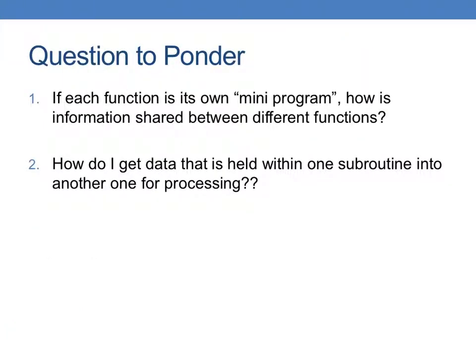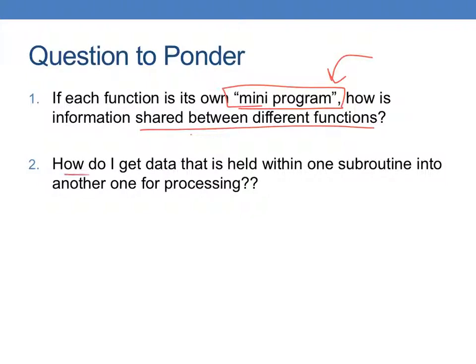So what leads us to this lesson are the following 2 questions. If a function is its own mini program, how is information shared between different functions? What we noticed in the previous lesson is that we were only printing out a statement. We weren't actually sharing values or information. So if we're going to use these programs to perform some sort of calculation, how do we share information between the main program and the function that it's calling?